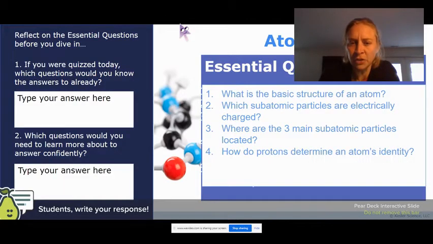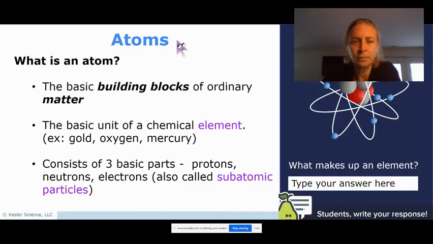This mini lesson is just going to focus on 4 things. The essential questions today are: what's the basic structure of the atom? What are the particles' charges? So subatomic particles are the 3 main parts of the atom. And then how do protons determine what atom is what?